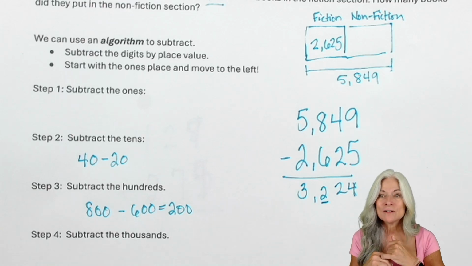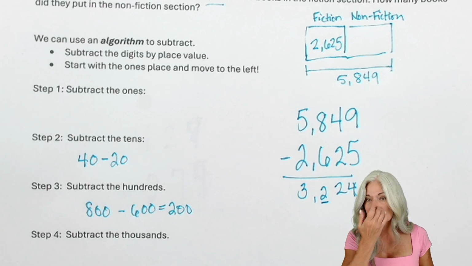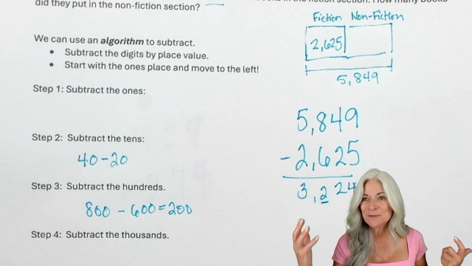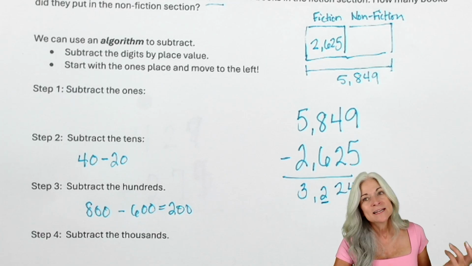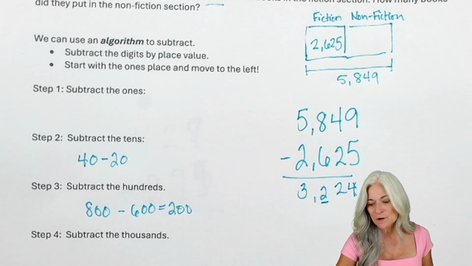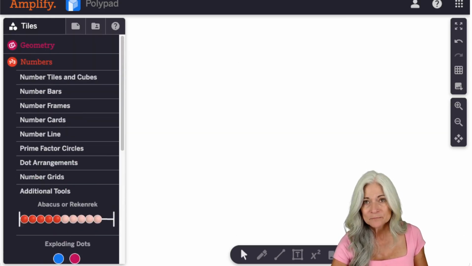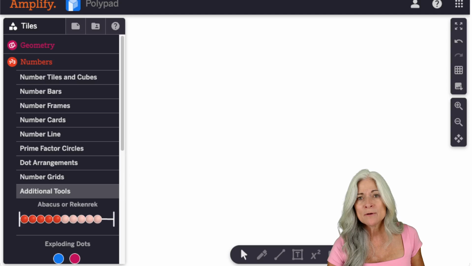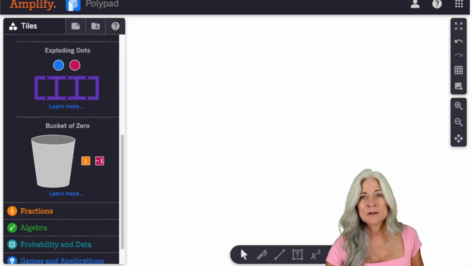Now, in the student version, there's a great tool. I've got some other videos about it, just focusing on this tool called Polypad, that really helps with some of the number sense. And in the student version, we looked at base 10 blocks. Here, I wanted to show you a different one called exploding dots. So if you are in Polypad and you come down under numbers, and then under numbers, you want to go to additional tools, and here is exploding dots.